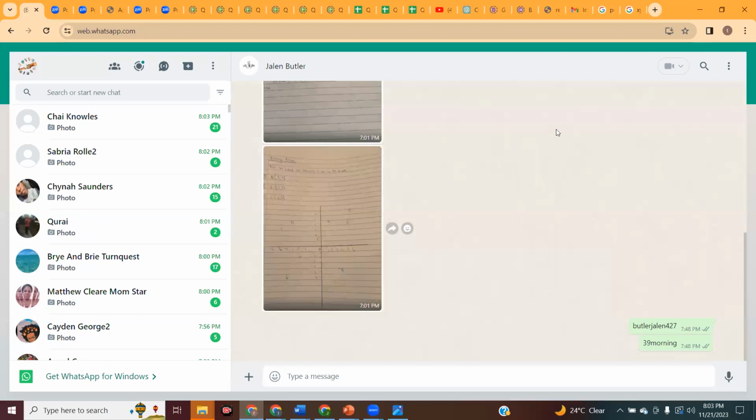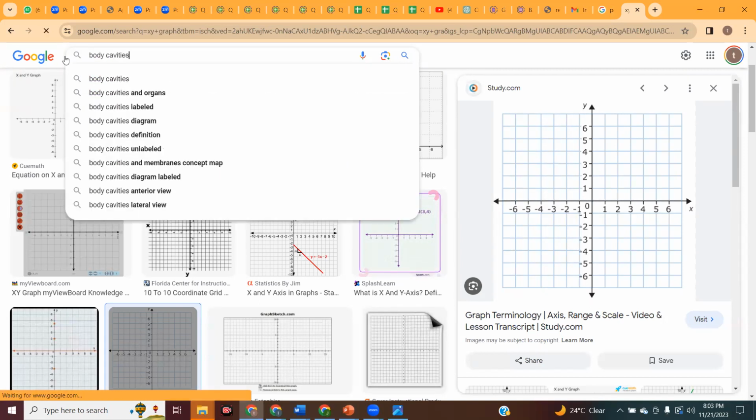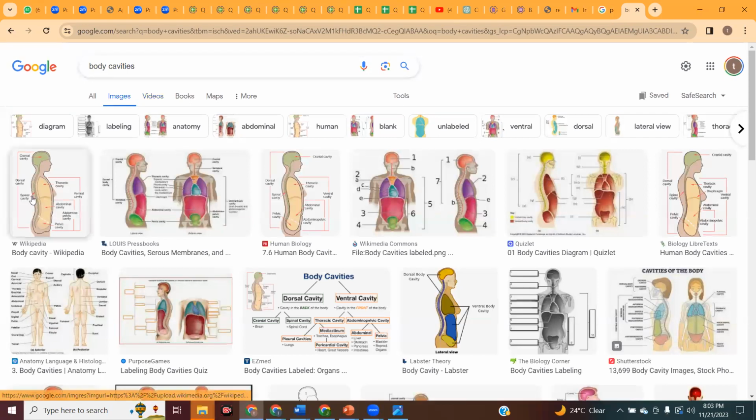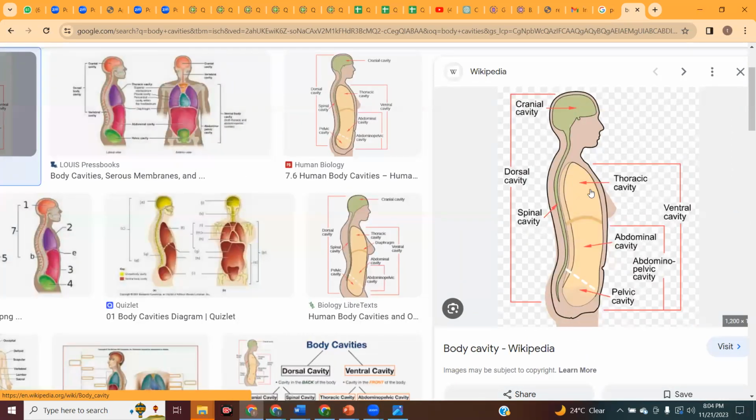So if we look carefully here, let me look at the body cavities. What does the cranial cavity hold? It holds the brain, very good. And the thoracic cavity holds what? The heart and lungs, very good. And the abdominal cavity contains what? The stomach, the liver, the kidneys, gallbladder, stuff like that.